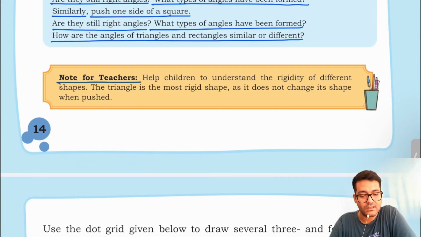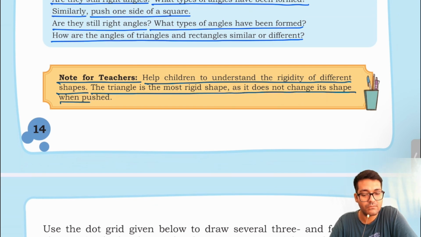Note for teachers. Help children to understand the rigidity of different shapes. The triangle is the most rigid shape as it does not change its shape when pushed.